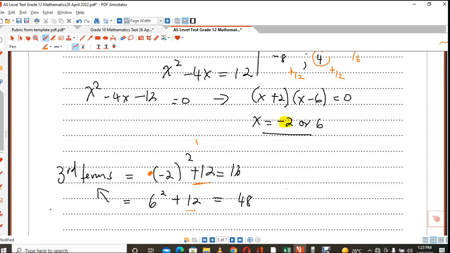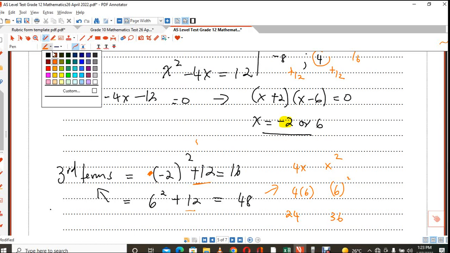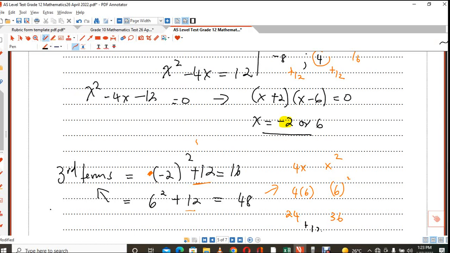But for this one here, the first term is 4x, then x squared. So we know that x here is 6. So the first term will be 4 times 6. The other one will be 6 times 6. But again, whatever this answer is, this is 24 and that's 36. If you add 12, you'll get that answer. Adding 12. But I just took this part. That's what I have here. Okay. You get it?